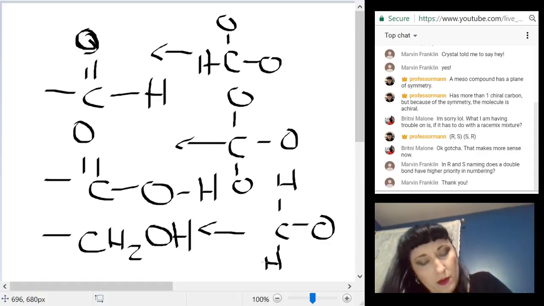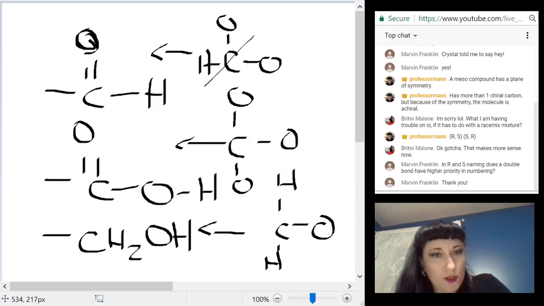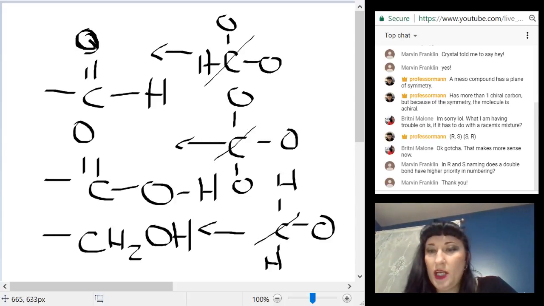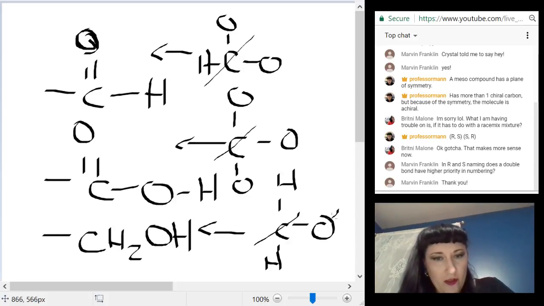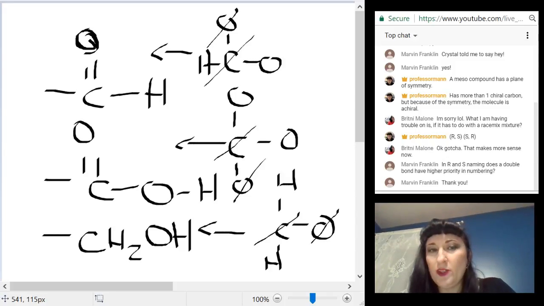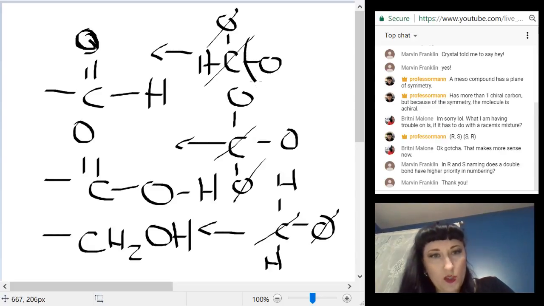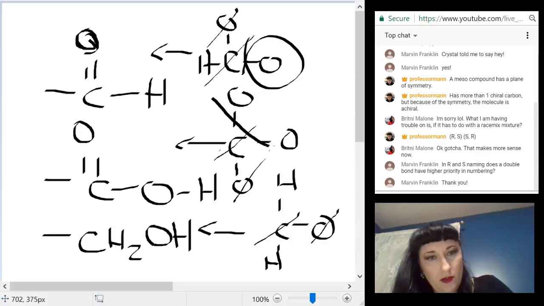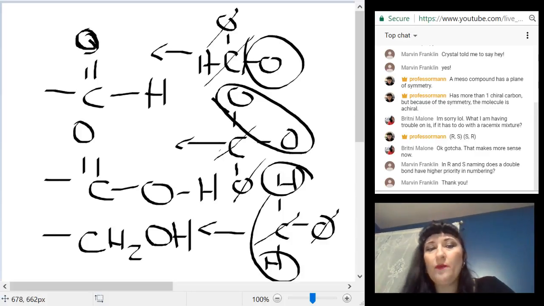Well, the carbons are all the same, so we don't look at those. We have to look at the next groups down. So all of them have an oxygen. So this is another way to go about doing this problem. So then you have to look for the next highest groups, right? So this one has one oxygen, this one has two oxygens, and this one's got two hydrogens. So this would be number one.